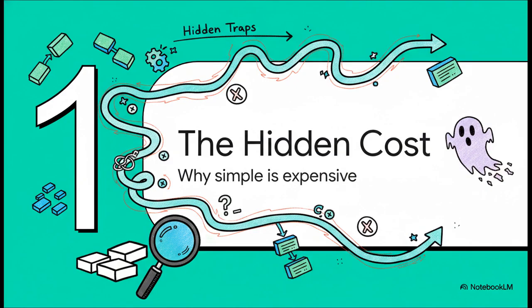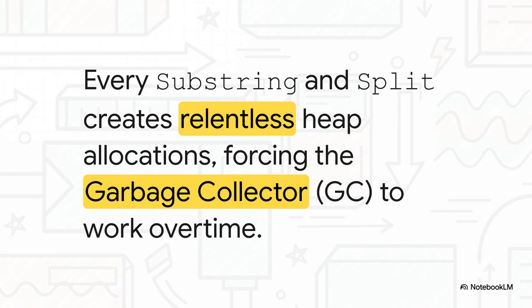We're going to pull back the curtain on why some of the simplest, most common code you write can actually have a huge hidden performance cost. See, here's the deal. Those handy string methods like Substring or Split, they aren't free, not even close. Every single time you call one, you're creating brand new objects on the heap. This makes the garbage collector, or GC, work like crazy to clean up the mess, which can cause these horrible pauses in your app, especially when things get busy.